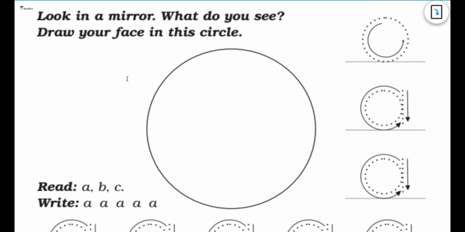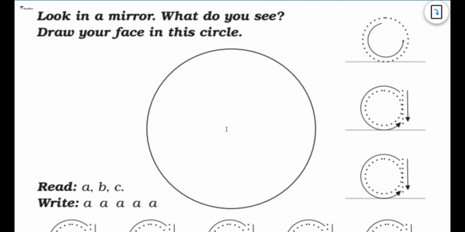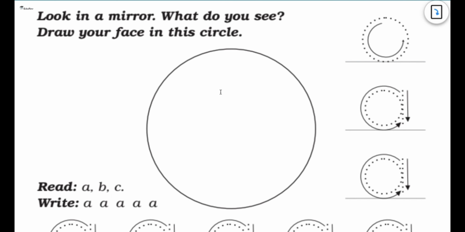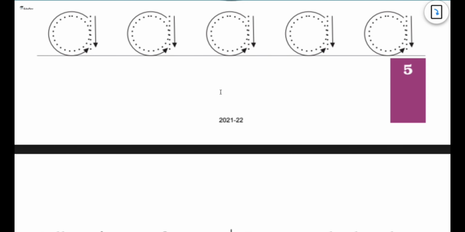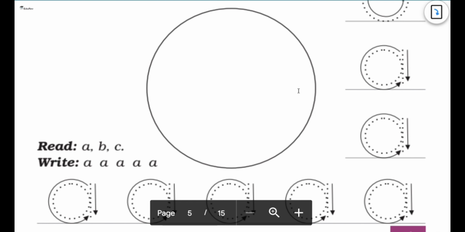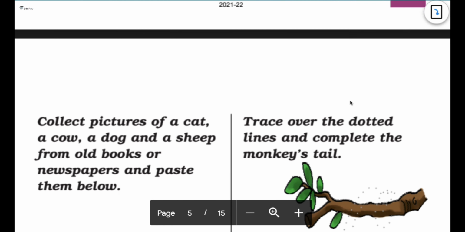Now, look in the mirror. What do you see? Draw your face in the circle. So in this circle, you have to draw your face. You have to first of all look in the mirror and you have to examine how you look. And then you have to draw your face. You might color it and it would be fun. And similarly here as well, you need to trace all these lines. So here all these A's are there. So you have to trace all these lines.